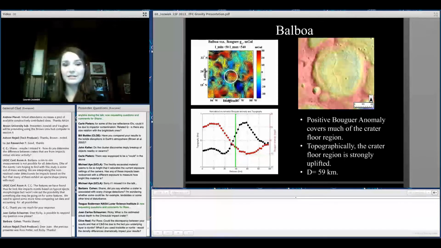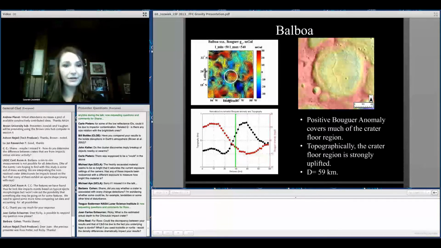Next, we move on to the crater Balaboa, diameter 59 kilometers. And you can see in the Bouguer anomaly map at the top, there is a peak in Bouguer intensity in the crater floor, especially located in the northeast quadrant. And in the LOLA topography with an Alphonsus imagery overlain on it, you can see this corresponds very nicely to a series of fractures in the northeast part of the crater floor.